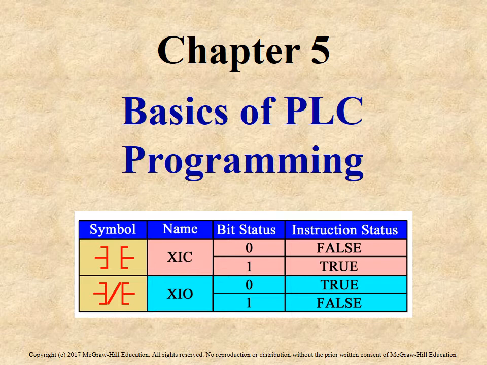First thing I want to make you aware of is the examine if closed, examine if open. That's XIC, XIO. As you notice here, you'll see what looks to be two parallel lines and then two parallel lines with a slash through it. Essentially what they're saying is that when the input goes high, it turns to a true or one state, this contact will close, and the logic on the right-hand side of this will go active.